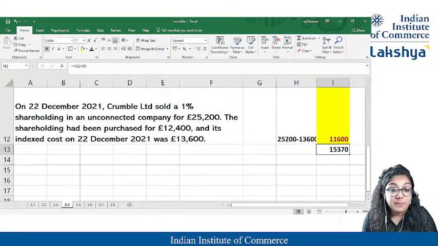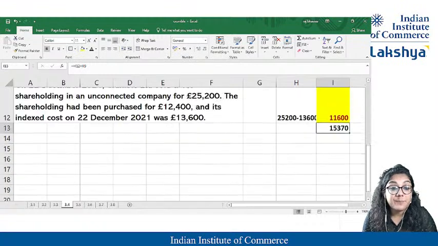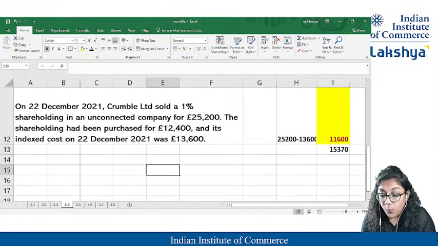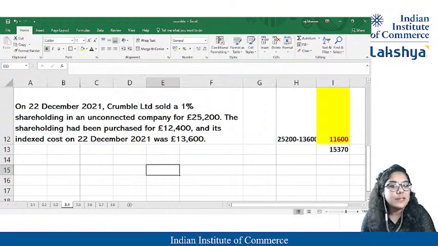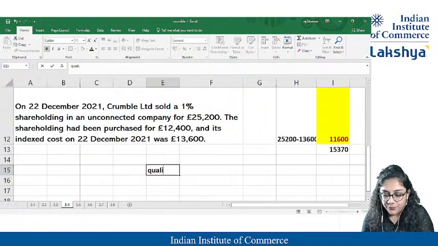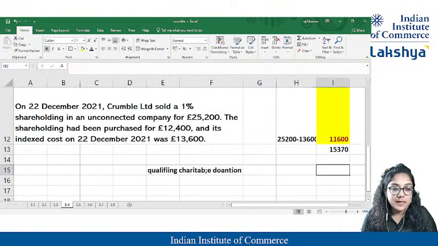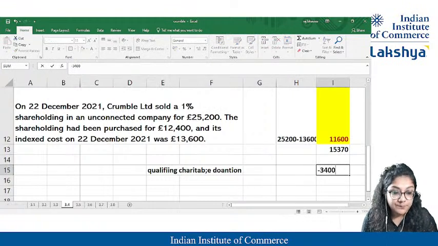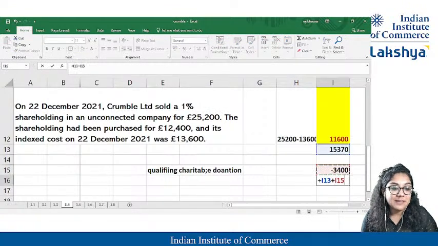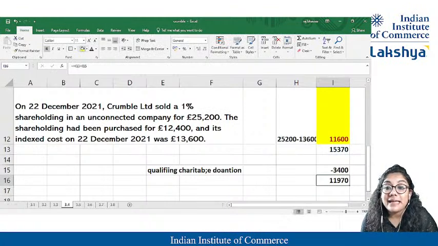But students, you remember one thing more. That you were doing a qualifying donation. Please reduce. Qualifying charitable donations. Ma'am, please reduce that also. So if you remember, there was 3,400. So what amount of profit am I getting? This is your profit, 11,970.